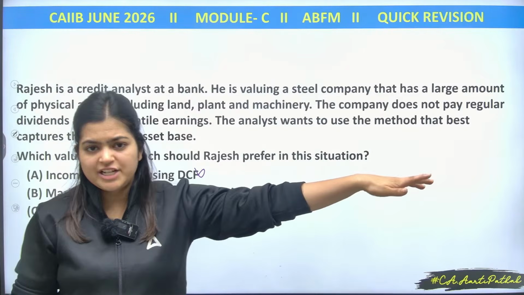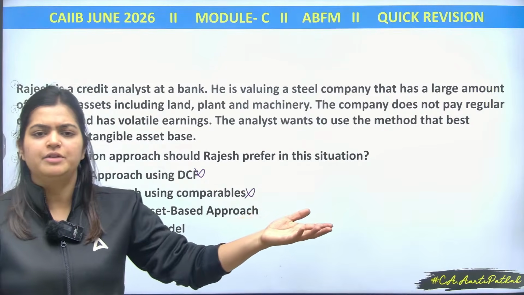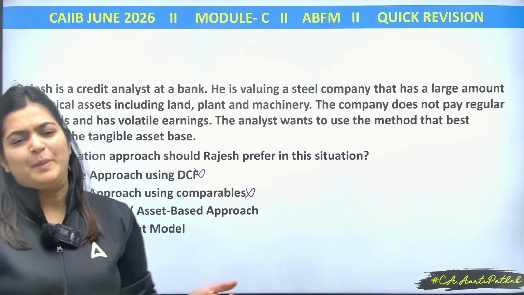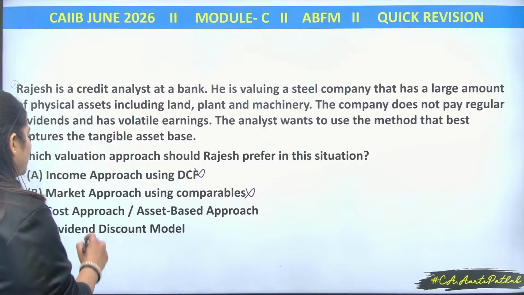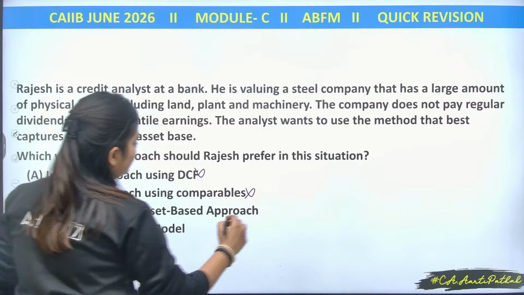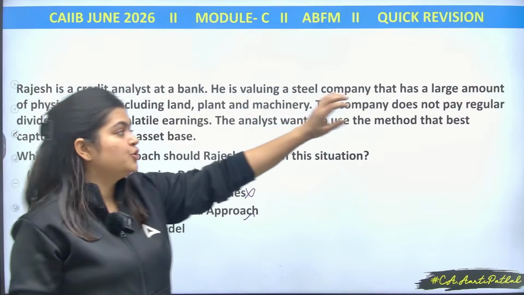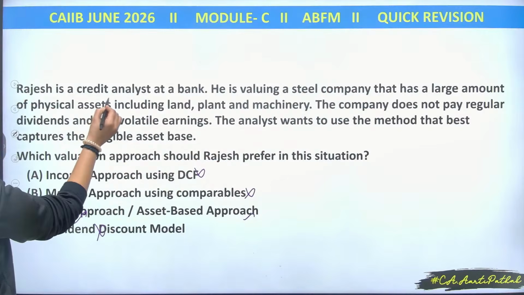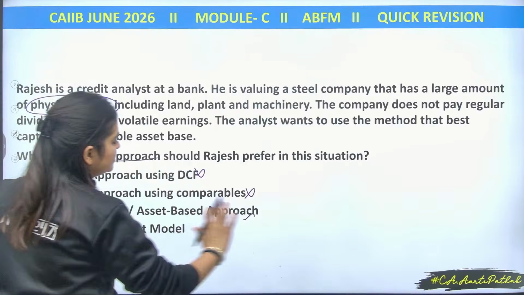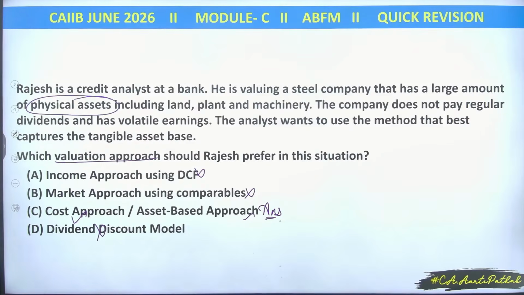Whatever future dividends you are earning, you take the discounted value with the help of the constant dividend model, or the zero growth model, or the two-stage model. These are different methods you can use here, but that is also not given in this situation. The right answer is the cost approach and asset-based approach, because they are saying you are going to value a steel company in which you have a large amount of physical assets. With the help of physical assets, you will try to value your company, and that is the best description of this particular situation. Yes, the correct answer is answer C.